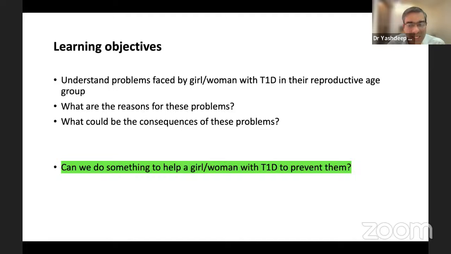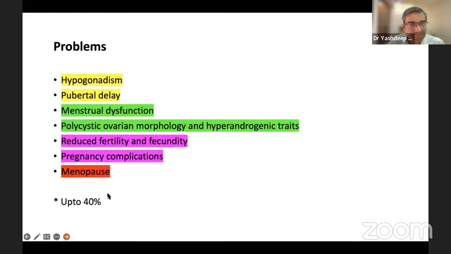So with these learning objectives, we move to the problems. These are the problems which are faced by a girl during their adolescence phase, like hypogonadism or pubertal delay, especially when we talk about the period of 10 to 14 years. Then they have menstrual dysfunction either at the onset or after having normal puberty. They can have menstrual issues and polycystic ovary syndrome, PCOS, even in type 1 diabetes.